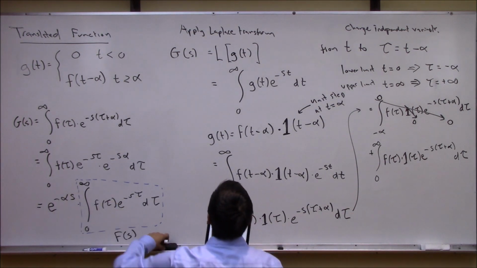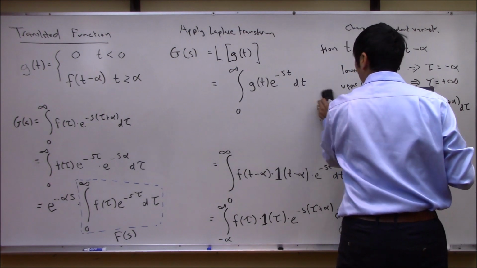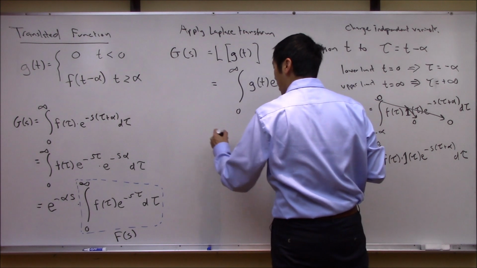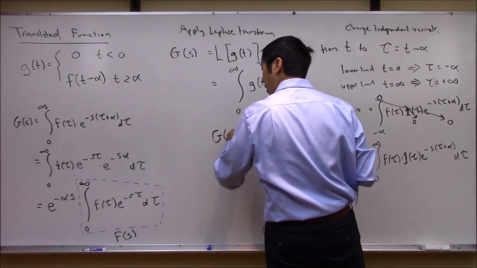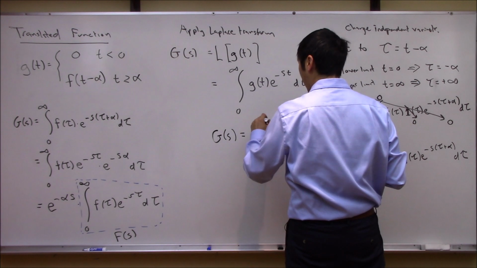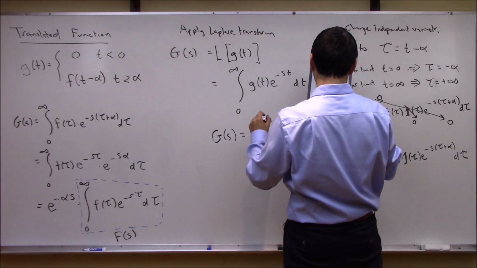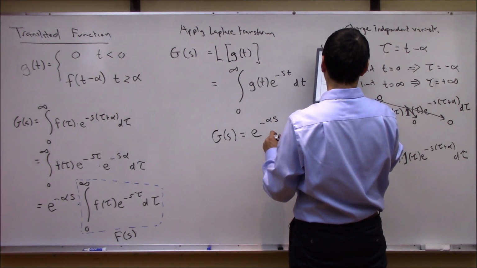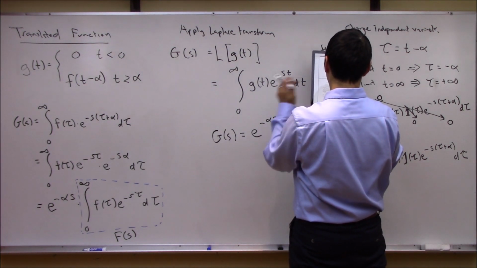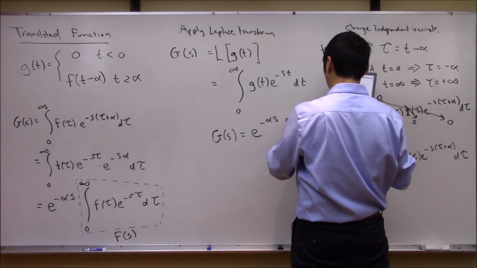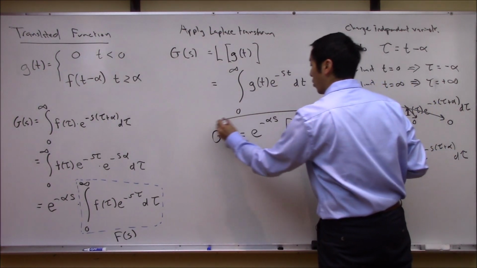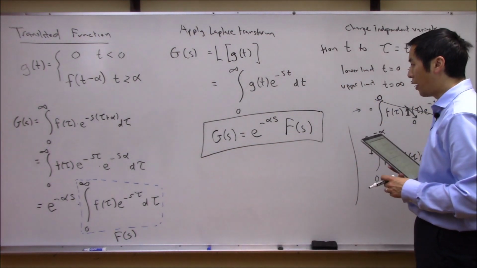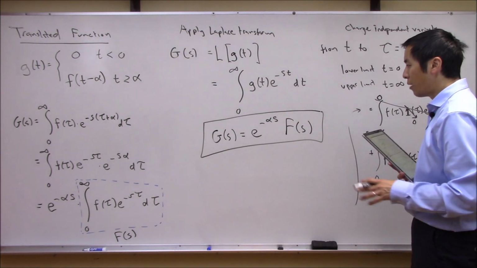So let's boil this down. At the end of the day, what did we end up with? We end up with G of s equal to e to the minus alpha s times F of s. Look at this. This is actually a really fascinating result. Because what does this mean?